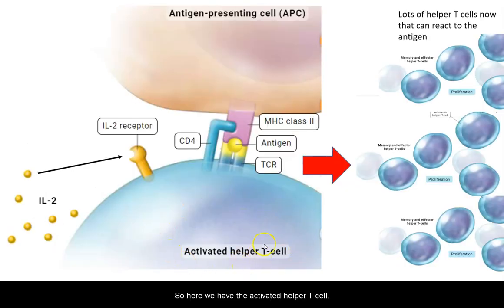So here we have the activated helper T cell. Remember, it's activated because it bound to that antigen presented to it on MHC class II. And when it gets activated, it releases IL-2. And that IL-2 travels to the IL-2 receptors on the helper T cell and stimulates the helper T cell to make a bunch of copies of itself. And these copies go on to be effector helper T cells and memory helper T cells.